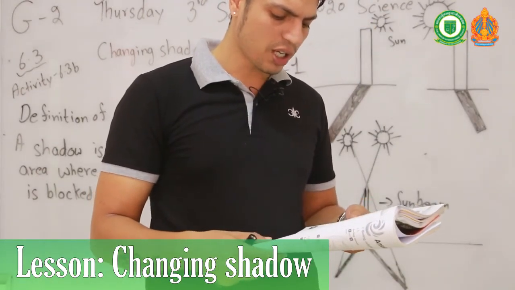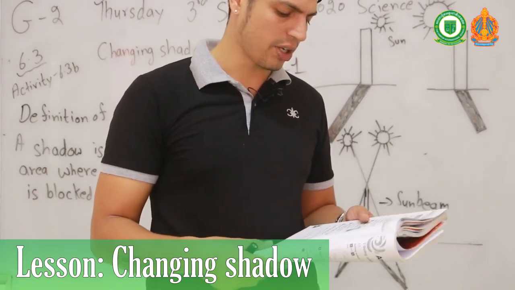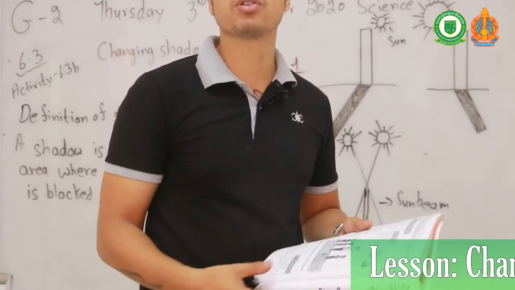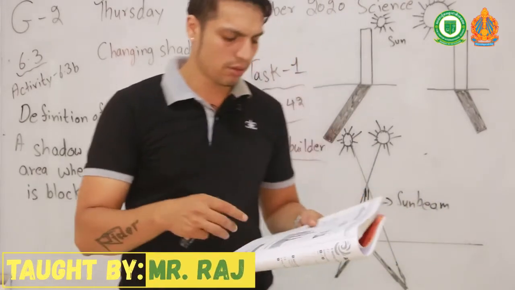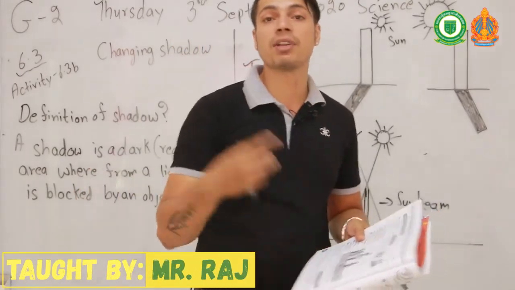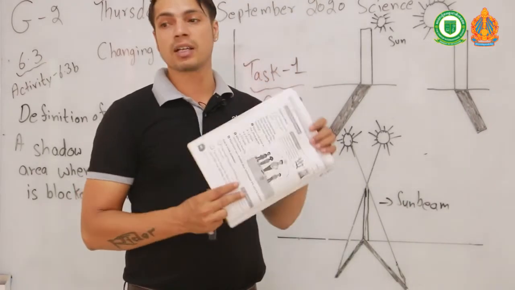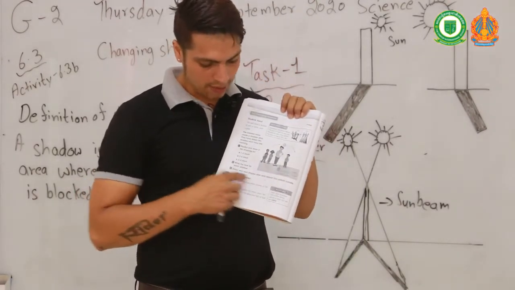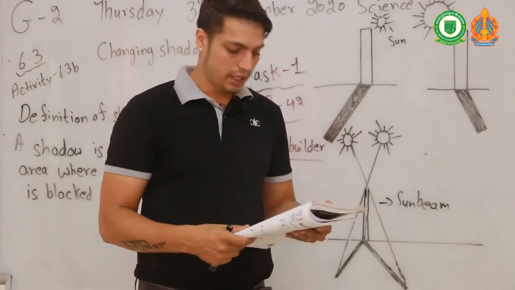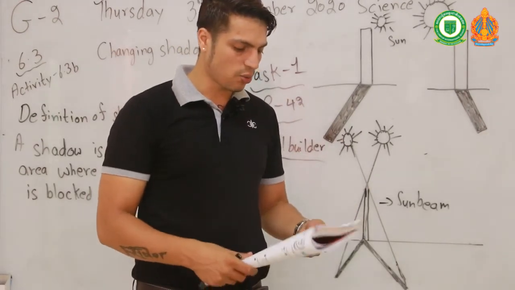Make your own shadow stick and repeat this activity. This is an activity, you don't have to do it, or you can do it. I will tell you how to do it. Number 3 I will explain to you. I will tell you how to do it. So this is your task 1.